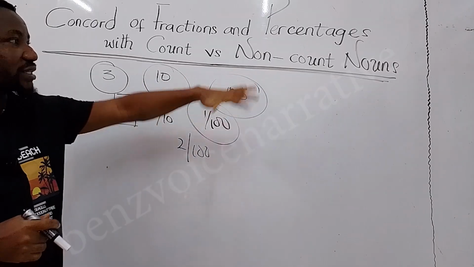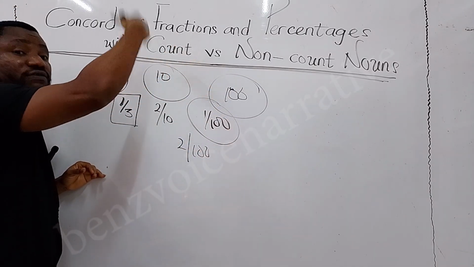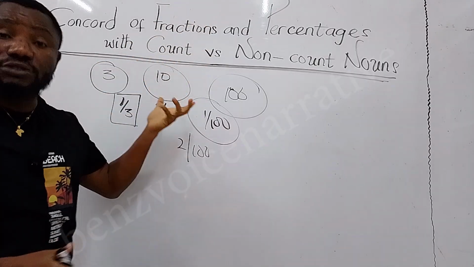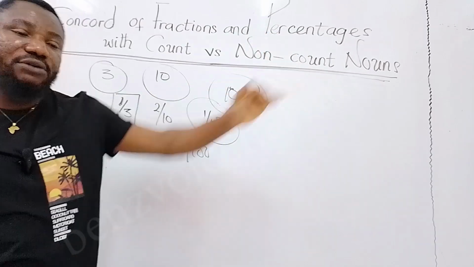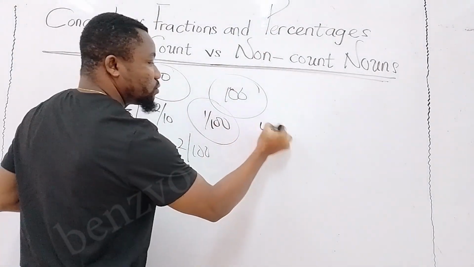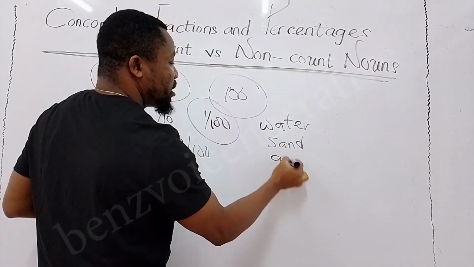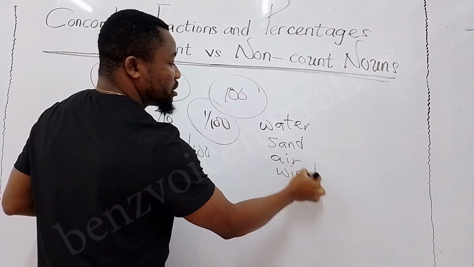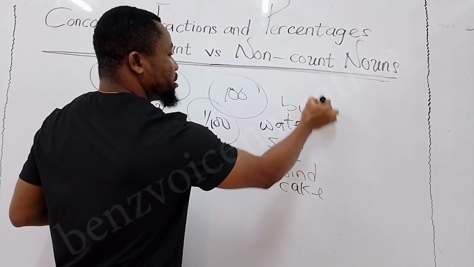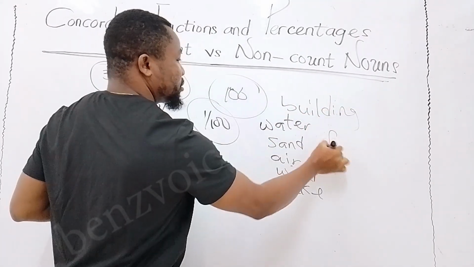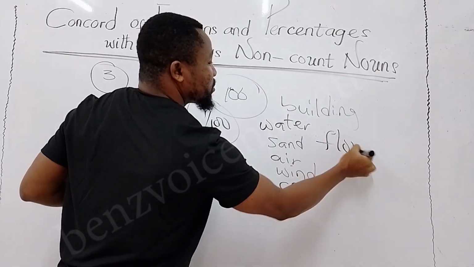So let us go to non-count nouns. Non-count nouns are the direct opposite of count nouns. So if you can count count nouns, then it means that you cannot count non-count nouns. Examples will be water, sand, air, wind, let's say cake, building, flower. Okay, sorry, let's use this flower.